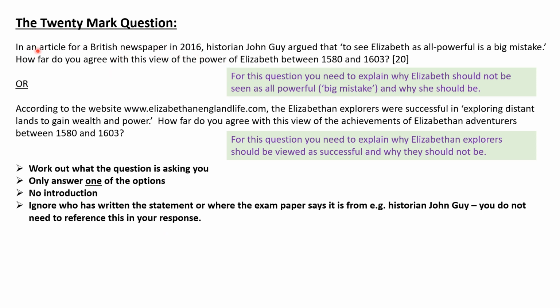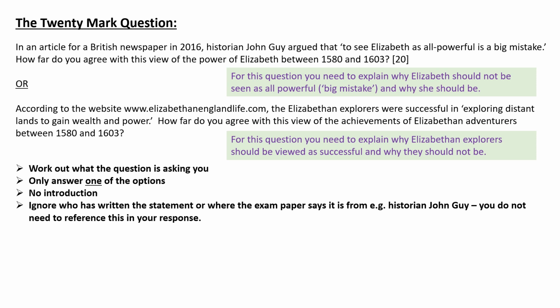In an article for a British newspaper in 2016, historian John Guy argued. For the other question, according to the website elizabethanenglandlife.com, you do not need to worry about where these interpretations have been taken from. It is simply there as a requirement by the exam board. They have to give you that information. You're not expected to know who the historian is or what the website is, so please feel free to just ignore that information. You don't need to reference it in your response.